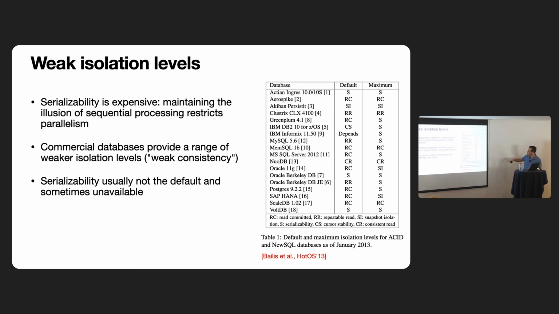This is a table I took from a paper from 2013, so a while ago, but not much has changed since then, so I think this is still valid. It lists the different databases, their default isolation levels, and the maximum isolation level they provide. I'll go over some entries from this table that I'll refer to later. If you're using SQL Server, you're lucky in the sense that you can get serializability if you really want to, but the default level is read committed, which is something very weak, and I'm going to talk about this later. If you use Oracle, you're less lucky. You don't even get serializability at all. You get something else called snapshot isolation, which I'm going to talk about next.